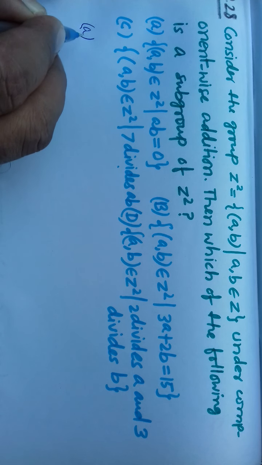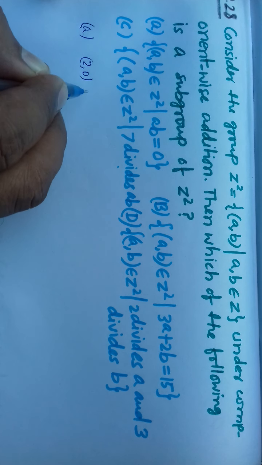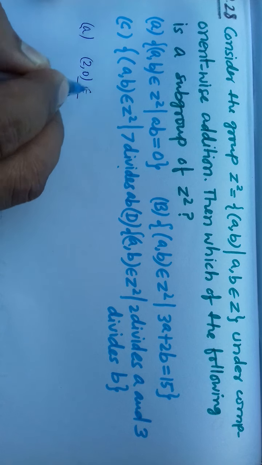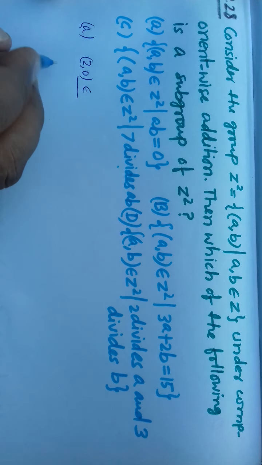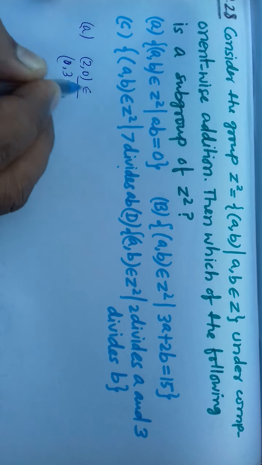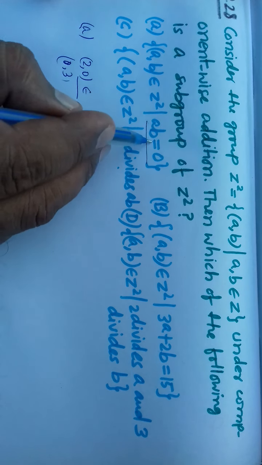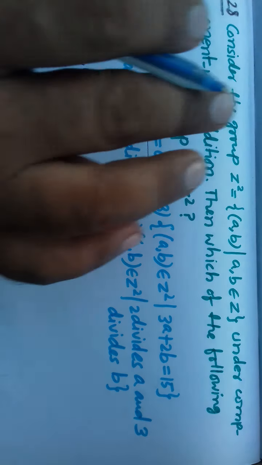For A, (2, 0) is a member of the set given in option A, because 2 into 0 is 0. And we can also take another member, (0, 3), because the product of these two is also 0. So according to this, these two points can be taken.